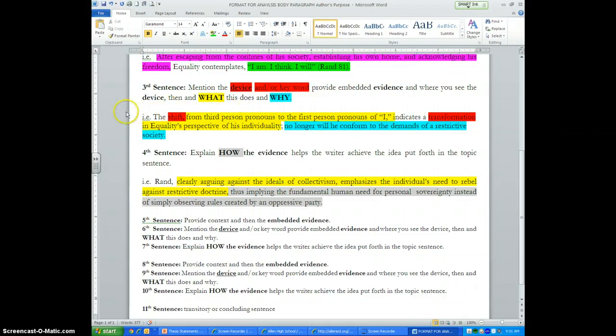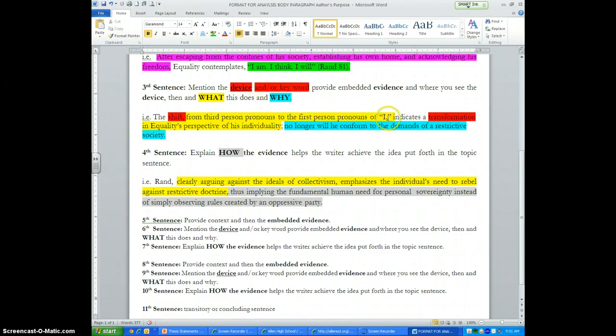So let's look at the complete example. The shift from third person pronouns to the first person pronoun of "I" indicates a transformation in Equality's perspective of his individuality. No longer will he conform to the demands of a restrictive society. Okay, so again, I put in my shift because that's my device. Shifts, change. So instead of change, I just use transformation, just elevating my vocabulary a little bit.